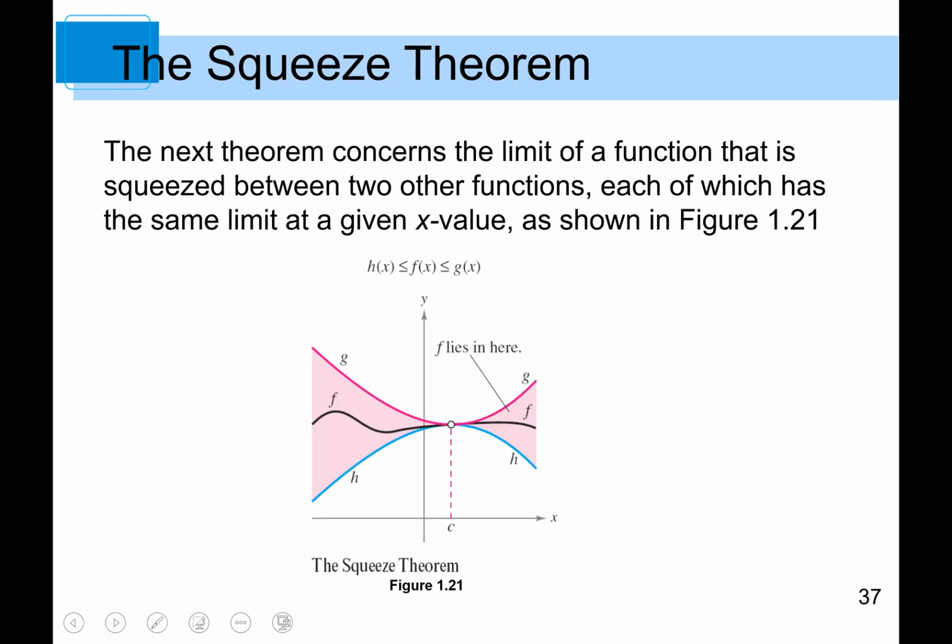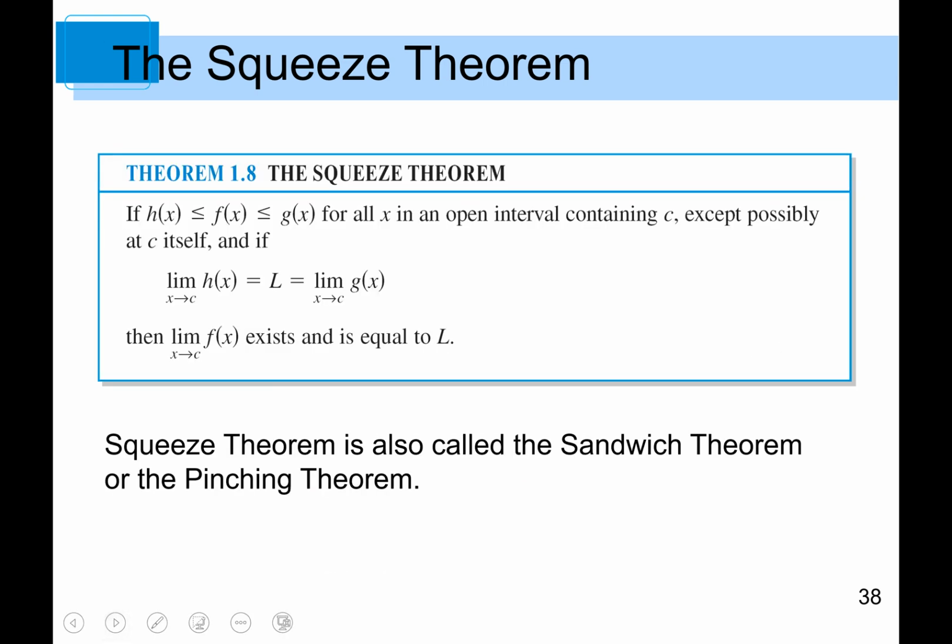The squeeze theorem. Okay, the next theorem concerns the limit of a function that is squeezed between two other functions, each of which has the same limit at a given x value. Okay, so we have a function g and function h, and f is somewhere between these two. So this is like a presetting for this particular squeeze theorem. If h of x is less than or equal to f of x and less than or equal to g of x, for all x in the open interval, it's like three different layers: g of x is on the very top, f of x is in the middle, h of x is at the bottom. Then the limit as x approaches c of h of x equals L, which equals the limit of g of x as x approaches c.